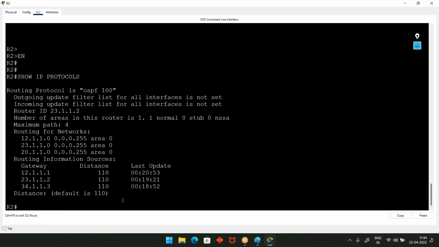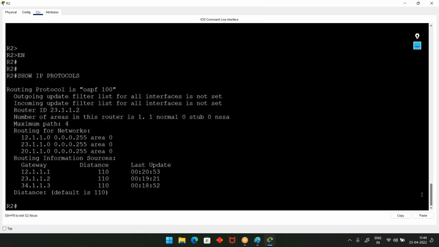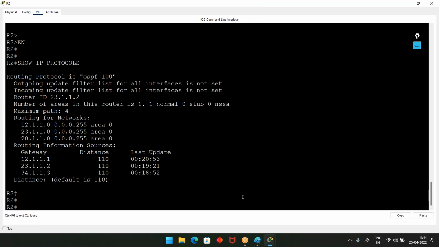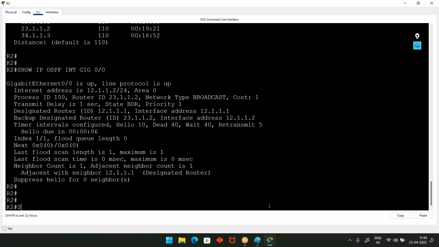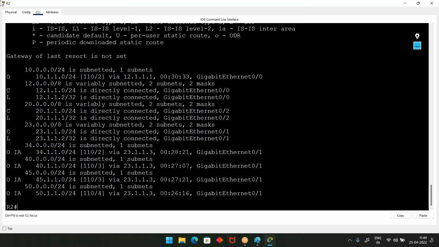Let's go to R2. Show IP OSPF interface gigabit 0/0. Okay, R1 is the DR and R2 is the BDR. Now check the two routing tables. Show IP route on the R2 router. Can I see this 10.1.1 network here?